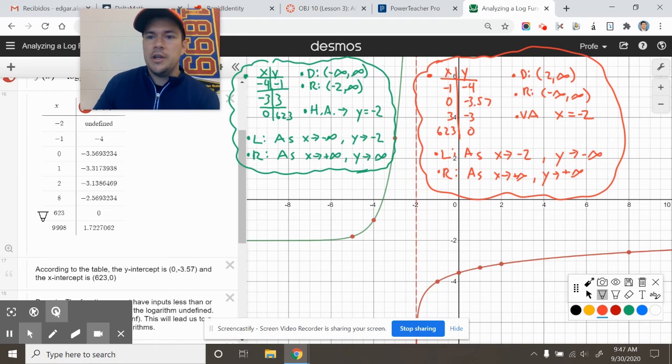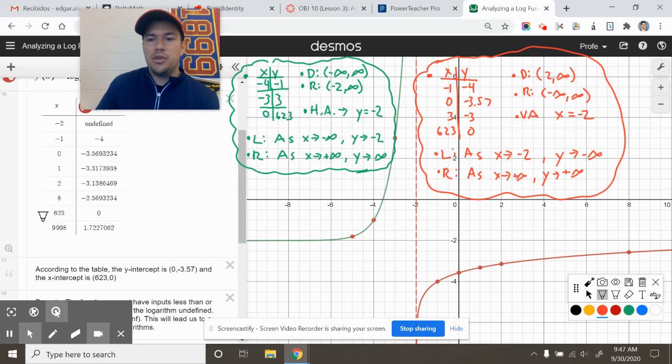Domain -2 to infinity, range -infinity to infinity. Look at the comparison. Look at how the domain and the range are swapped between the exponential function and the logarithmic function. Also, the exponential function had a horizontal asymptote at y equals -2. Well, the logarithmic function has a vertical asymptote at x equals -2. And then this part's amazing. The end behavior, it's literally switched.